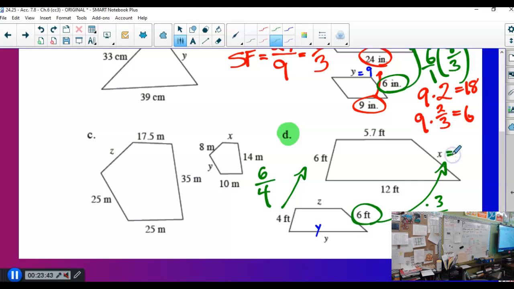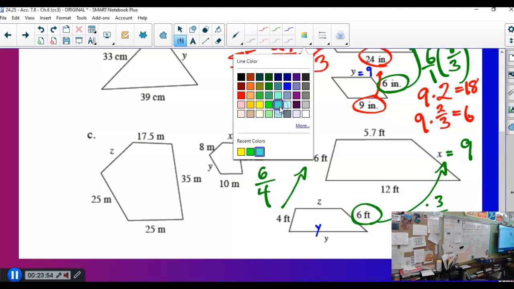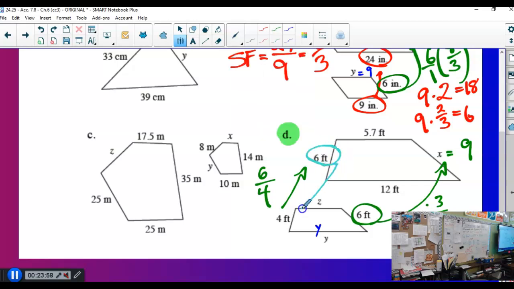6 times 3, then divide by 2. So what would x be? 6 times 3, then divide by 2. Yeah, 9, right? Now what about if I'm going, I want a different color. What about if I'm going, I guess these are the only two corresponding that we know. We gotta make sure that we use the corresponding. What if I'm going that way? I heard somebody say it. I'm going this way. What's my scale factor? 2/3. 4 over 6, or it reduces to 2/3.